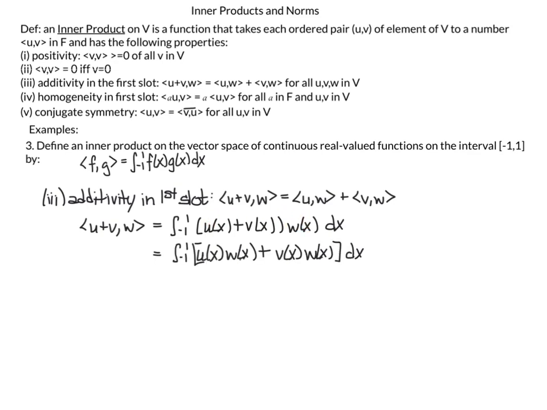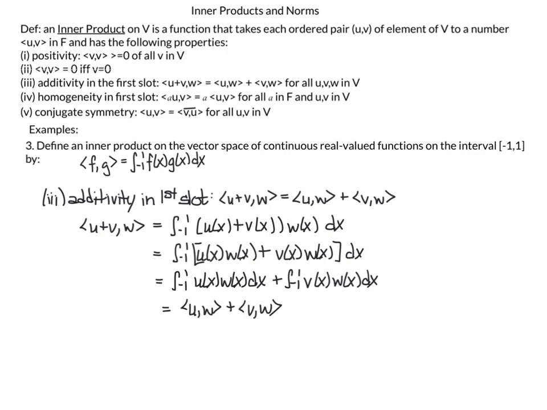By algebra, we can multiply using the distributive property, so we get the integral of u of x w of x plus v of x w of x. Because integrals are linear, you can separate this, so we have the sum of the integral of u of x w of x plus the integral of v of x w of x. You can see that the first integral is simply the inner product of u with w, and the second integral is the inner product of v with w. So we have demonstrated additivity in the first slot.